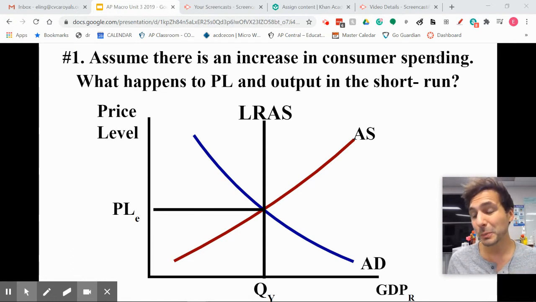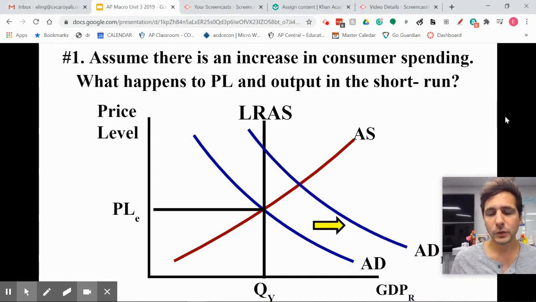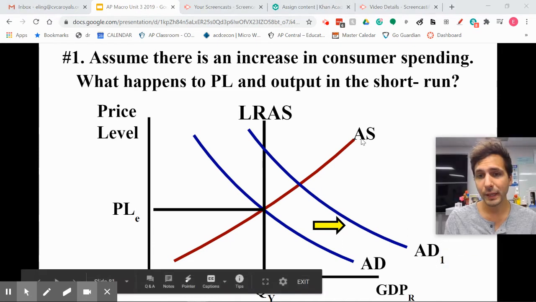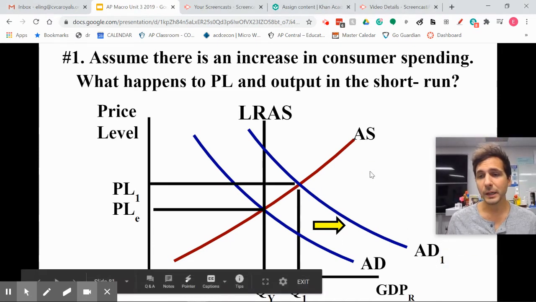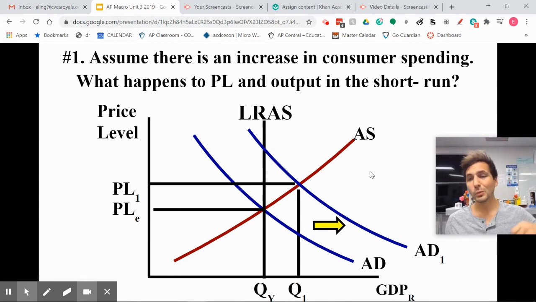If consumer spending is rising, that's an increase in consumption. When consumption rises, we know that aggregate demand is going to shift to the right. So I'll show that here, aggregate demand shifting to the right. What's going to happen? Well, I have a new equilibrium. I'm no longer producing at full employment GDP. I'm producing where AD1 and AS intersect, right here. So notice price level went up. What do we call that? Inflation. And then GDP went up to Q1.